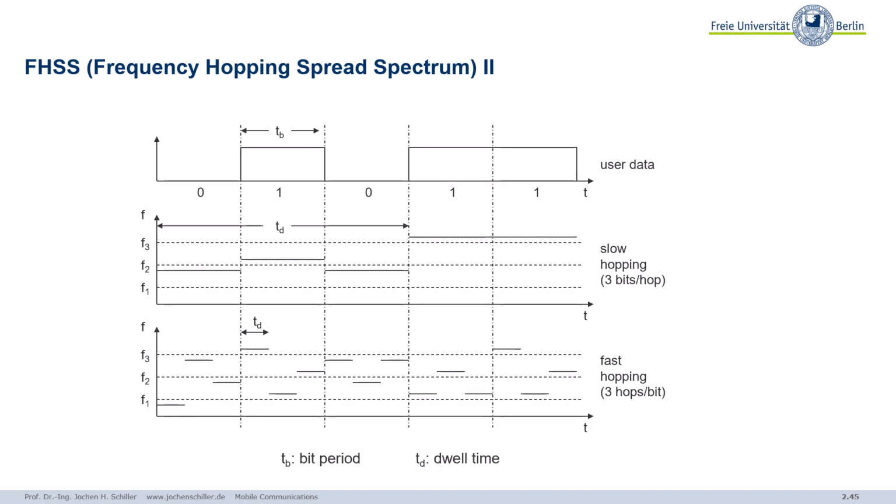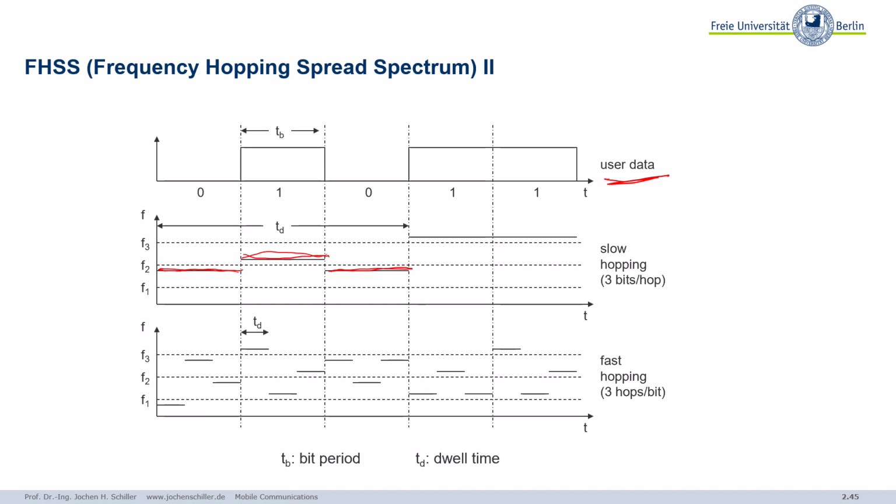So what do you do here? Again, we have our user data. And the first example shows slow hopping. So we transmit 3 bits in this case, staying around the same center frequency, F2. So you see, we stay here and we transmit these 3 bits, so slow hopping. Bluetooth, just to tell you this, although this sounds like fast hopping, 1600 times per second, it's a slow hopping scheme because you transmit many, many bits staying on the same frequency.